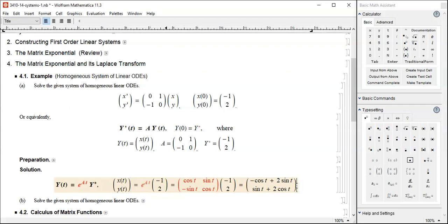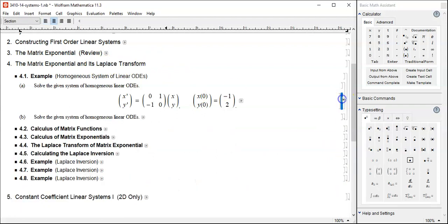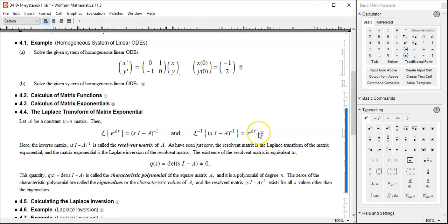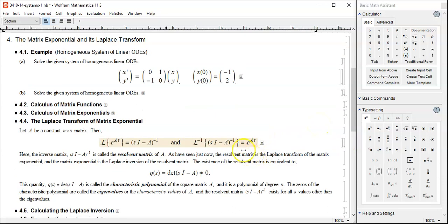In this particular case, we depended heavily upon log, so that's no good. We need better tool, and the better tool that we're going to discuss here is a Laplace transform method. And here is the grand conclusion. We can calculate the matrix exponential using the Laplace inversion because the Laplace transform of the matrix exponential turns out to be something like this, which we call a resolvent matrix.